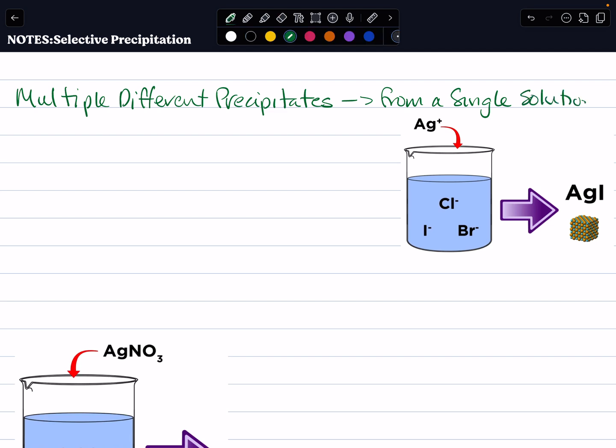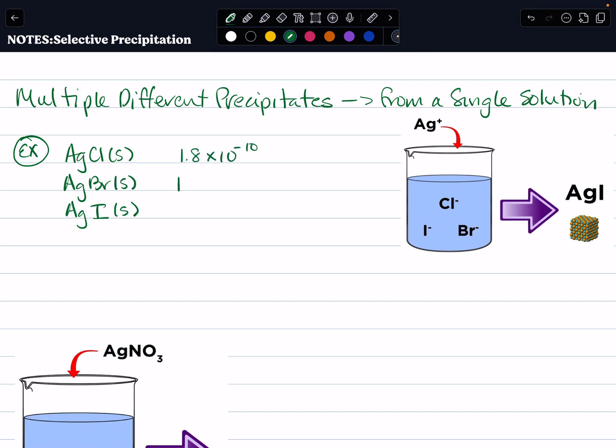All right, so if we're going to look at this example specifically, one thing we really need to know is what are the KSP values for these different solids. So our options here are going to be AgCl, AgBr, and AgI. All right, so silver halide basically. So our KSP values for silver chloride is 1.8 times 10 to the negative 10th. For silver bromide, it is 7.7 times 10 to the negative 13th. And then for silver iodide, 1.5 times 10 to the negative 16th.